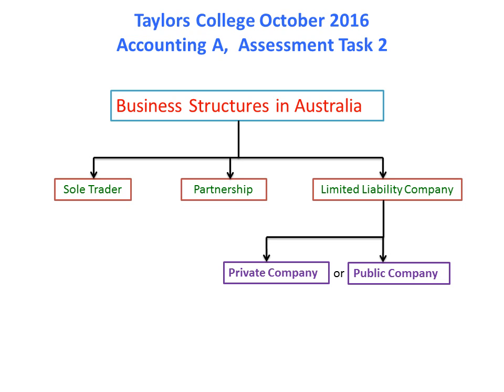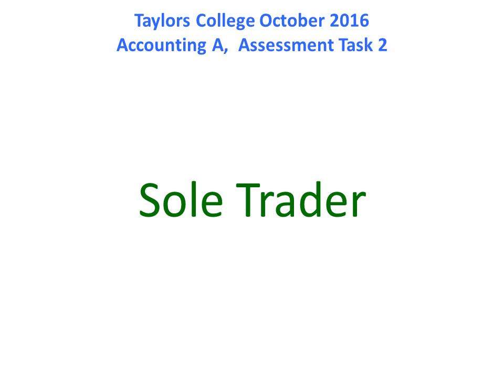The topic is business structures in Australia. You can see on the screen that there are three types: the sole trader, the partnership, and the limited liability company, which can either be a private company or a public company. Your questions for this assessment task will be about the sole trader.